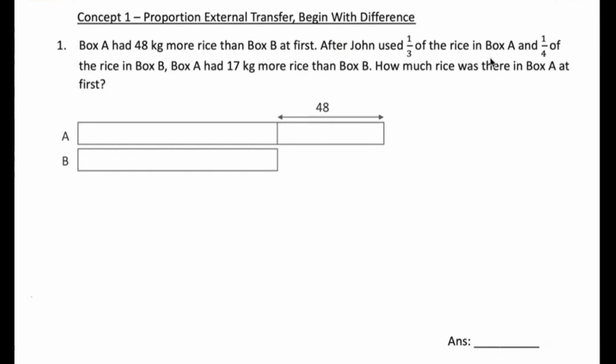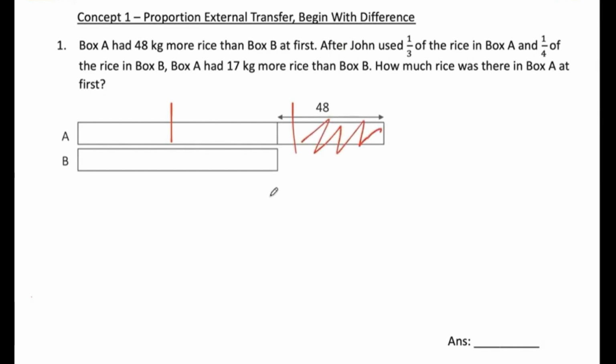So John used 1/3 of the rice in box A. So I'm going to cut out 1/3 from box A and 1/4 of rice from box B, because it says used, right? So first, if you recall what the teacher tells you, you have to cut out 1/3 from box A, right? But if you want to cut out 1/3 from box A, the most common mistake people make, if you are not trained, is you will cut this into 3 parts. Then you shade out this, correct? This is what you'll do if you're not trained.